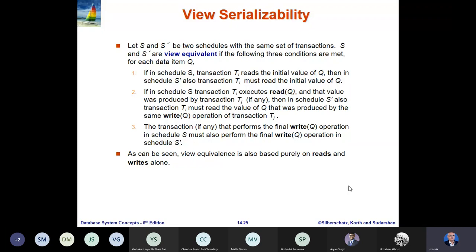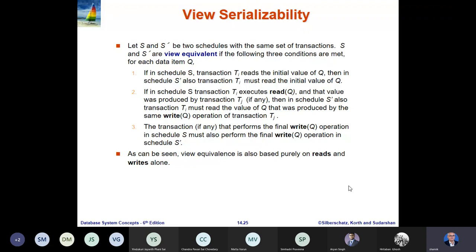So what are these? If in schedule S transaction Ti reads the initial value of Q, then in S prime also Ti must read the initial value of Q. If in schedule S, Ti executes read Q and that value was produced by transaction Tj, if any, it might be the original value, then in schedule S prime also the transaction Ti must read the value of Q that was produced by the same write Q operation of the transaction Tj. And finally, the transaction that performs the final write Q operation in schedule S must also perform the final write Q operation in schedule S prime.